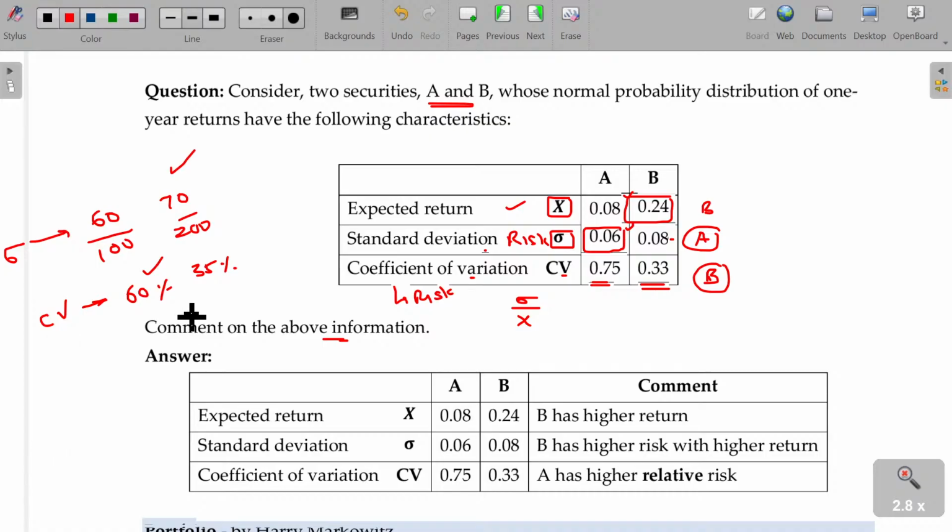So for 100 rupees, how much did you score? Or for 100 marks, how much did you score? For a mean of 0.08, what is the deviation? 0.06, almost 75% deviating from the base. But in this case, 0.08 deviation is against a base of 0.24. So naturally this will be lesser in relative terms, but in absolute terms, the standard deviation is higher. That's how you can interpret the meaning here.